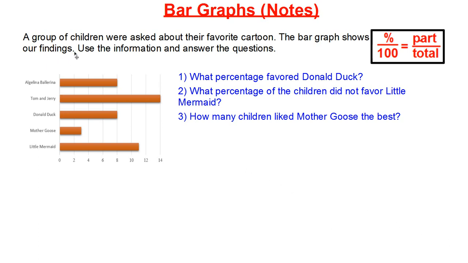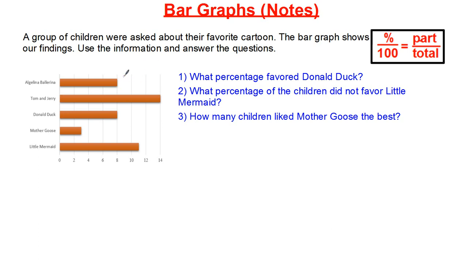Now, it says a group of children were asked about their favorite cartoon. The bar graph shows our findings. Use the information and answer the questions below. So the first one says, what percentage favored Donald Duck? Well, first of all, we need to know our total first. After we figure out our total, then it'll be a lot easier to do all of these problems.